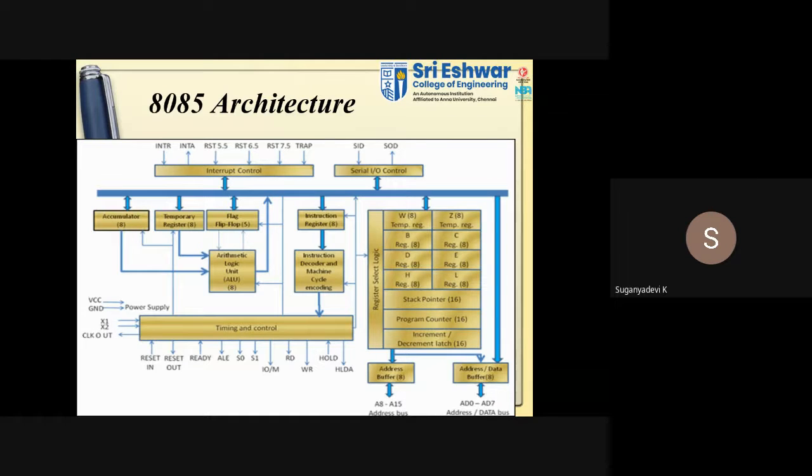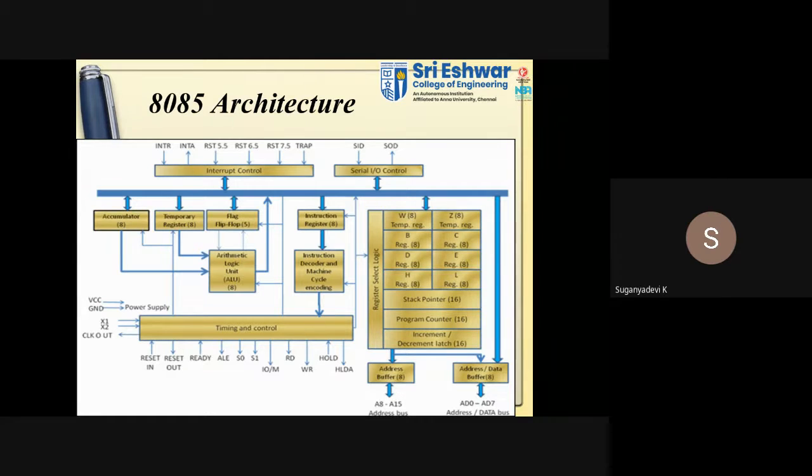So the data lines present in 8085 are 8 bit and the data lines present in 8086 are 16 bit. Right. So this is your basic difference. The address lines of 8085 are A0 to A15, whereas in 8086 you will have more address lines, A0 to A19, 20-bit address lines compared to the 16-bit address lines. So this is the basic architecture of 8085.